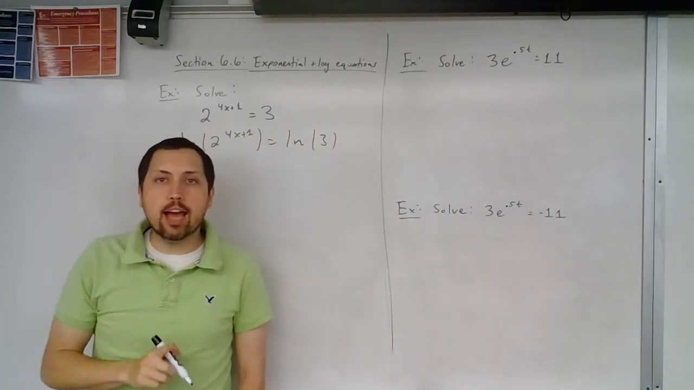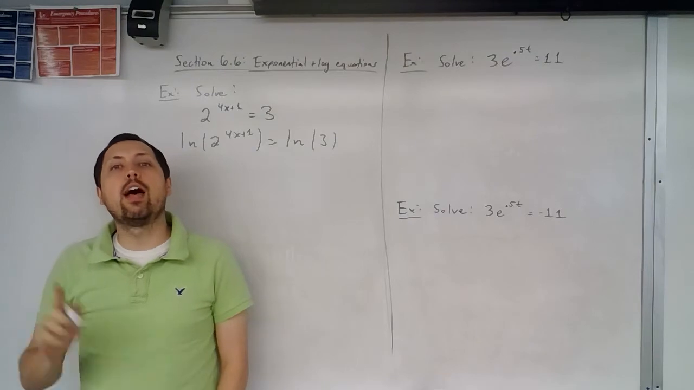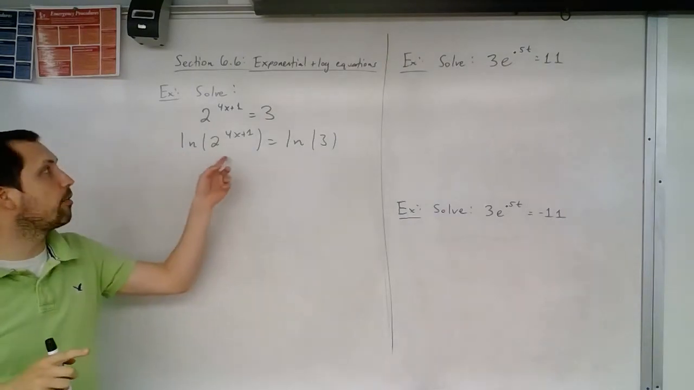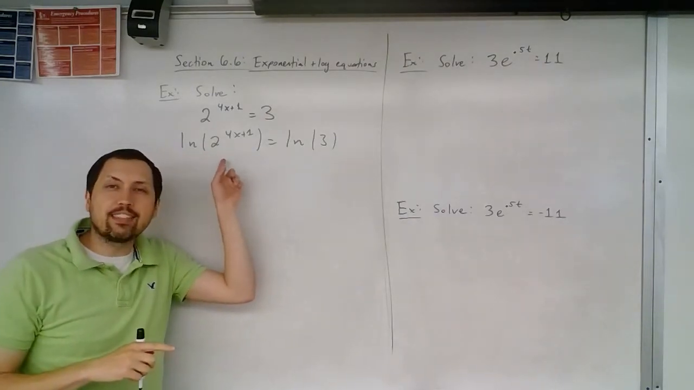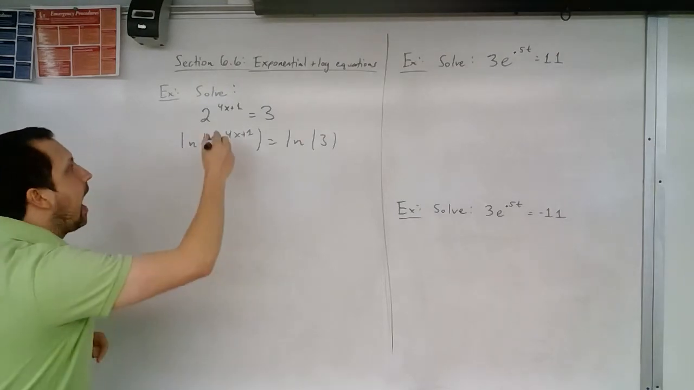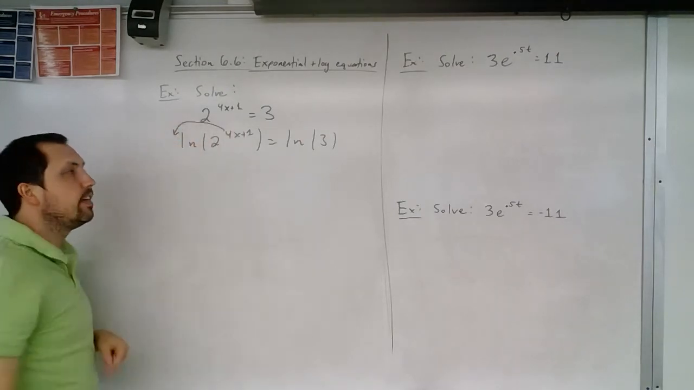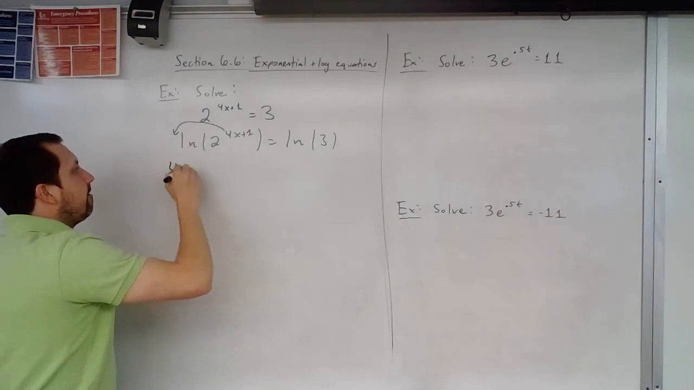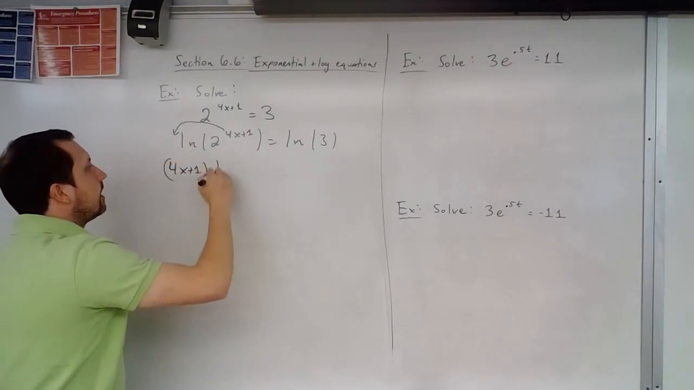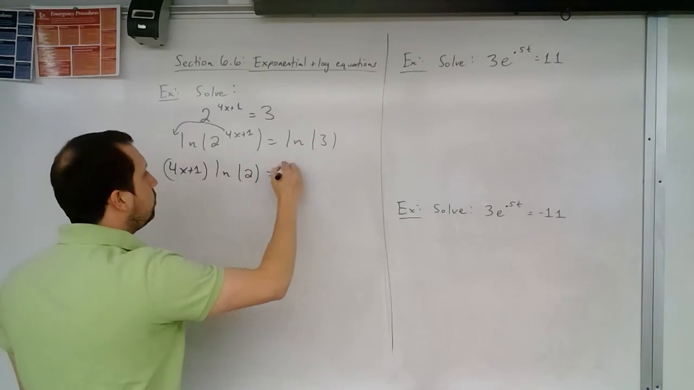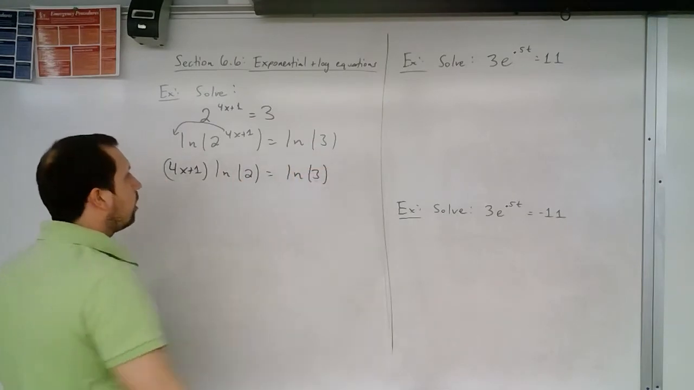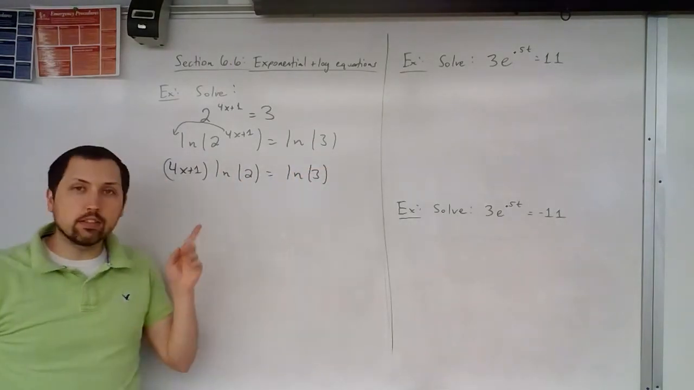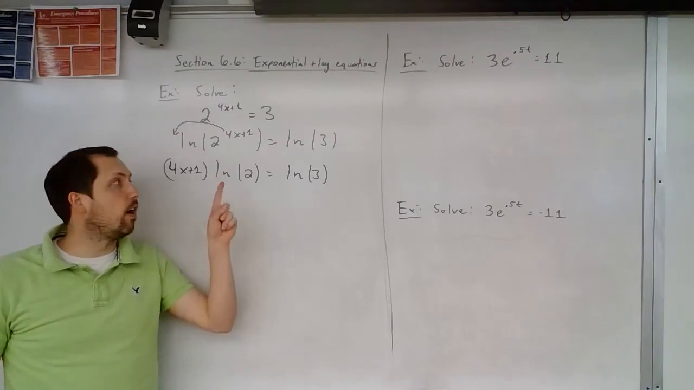Now, remember, we had a property about exponents inside logarithms. We said that if the whole inside was raised to an exponent, I could move that exponent down front. So what this becomes is 4x plus 1 times natural log of 2 is equal to natural log of 3. So this is good so far.